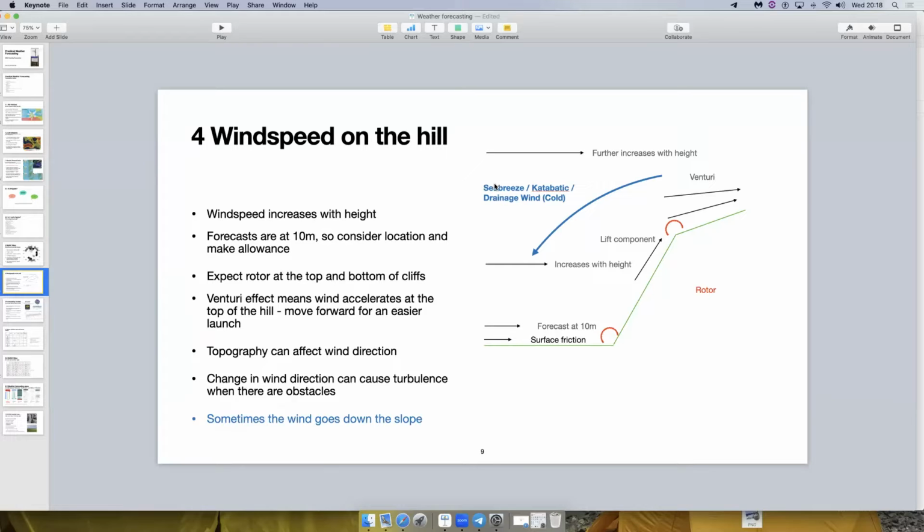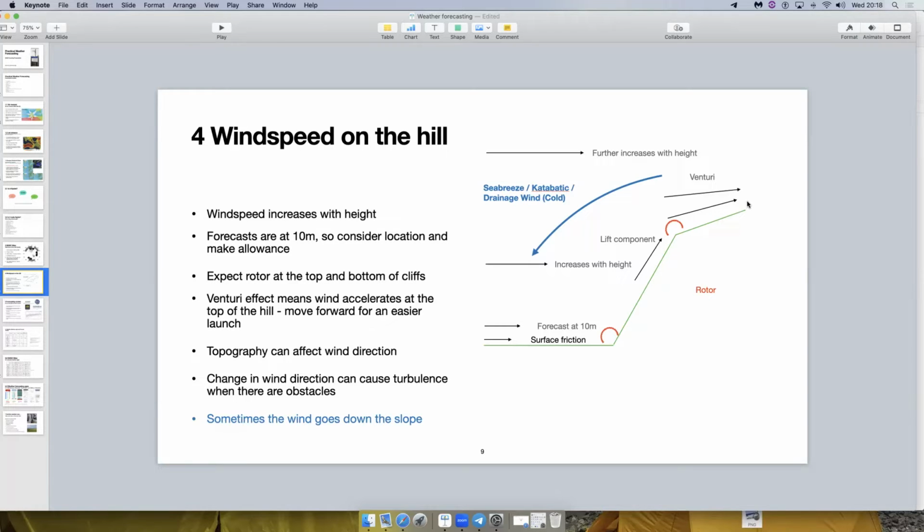First point, as I'm sure you're aware, is that wind speed increases with height. Second point, weather forecasts that we read on apps and elsewhere are based on the wind at 10 metres. So if you're at Devil's Dyke, you're at 200 and something metres, but the forecast, unless you have it for somewhere of a similar altitude, similar height, is based at 10 metres above ground level. As the wind hits the hill, there will be rotor both at the bottom and at the top. But also at the top, you'll be aware of Venturi effect.